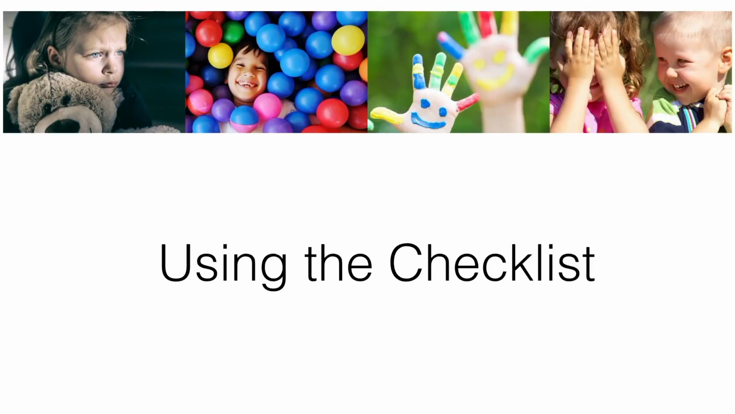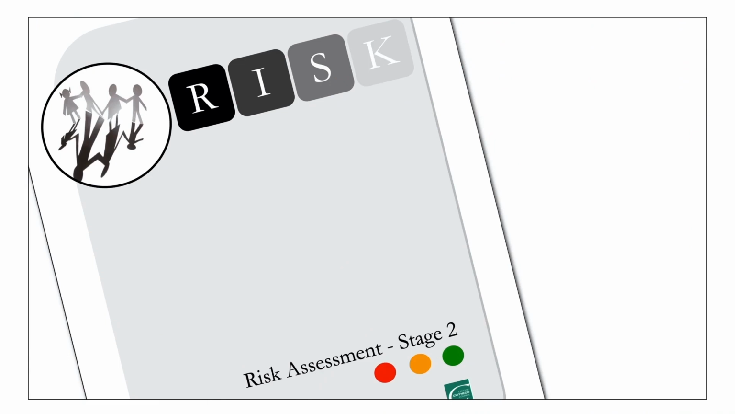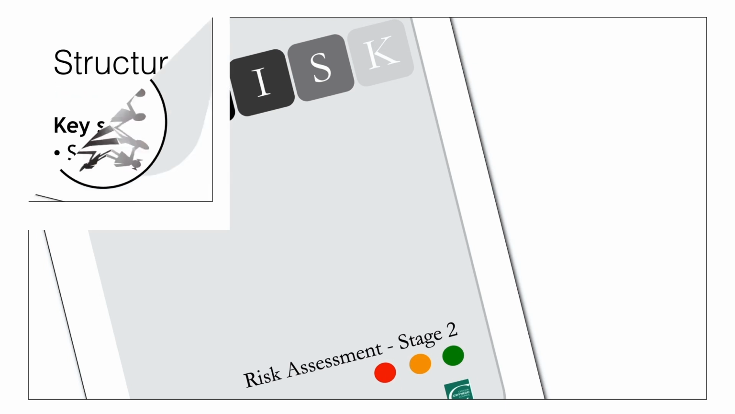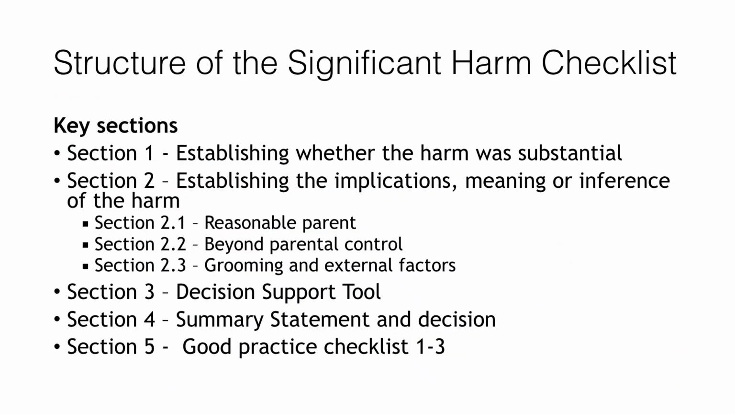Using the checklist takes you step by step through the form, explaining how to use and complete the significant harm checklist. If we focus specifically on the format of the significant harm checklist, its sections and how to complete it, I just wanted to remind you that there is a significant harm checklist guidance document that is also available. It has two main sections. Section 1 looks at substantiality of harm, and Section 2 explores meaning to the harm. Section 5 has a good practice check against three factors. This ensures that you have enough evidence to make effective assessment and analysis of information.